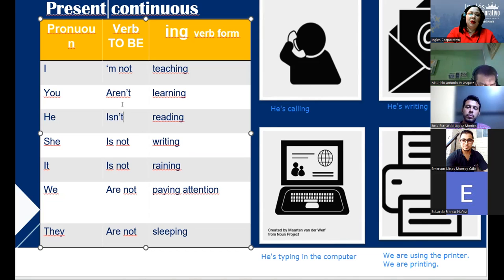Igual que este de you sería para we. Igual es para they, ¿verdad? They aren't or they are not. We aren't or we are not. It isn't or it's not. She isn't or she's not. Okay. Vamos a ver entonces la siguiente.